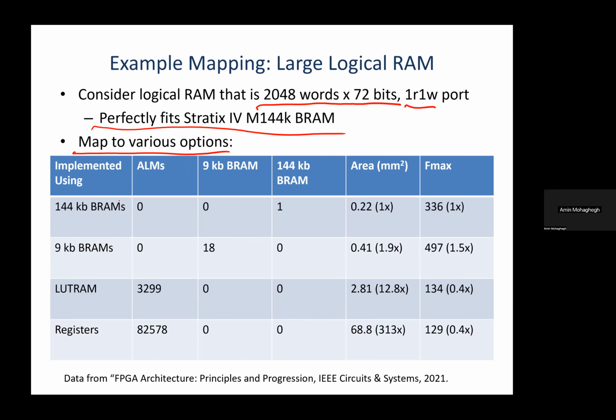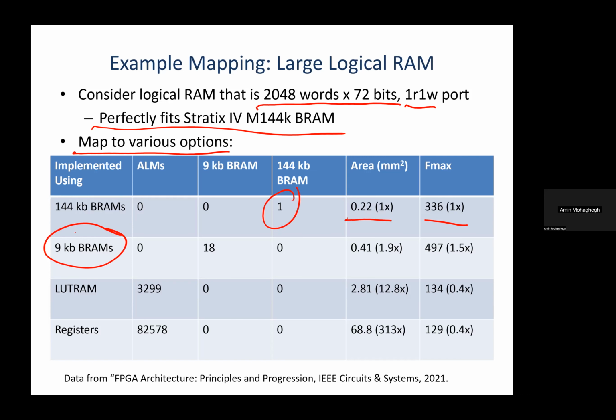So if I use a 144 kilobit RAM, I don't need any logic. It perfectly fits. I just need one of these big RAMs. And the silicon area is 1 and the Fmax is 336 megahertz. So the silicon area is like 0.22 square millimeters, but we'll just define that to be 1. And the Fmax is 336 megahertz. We'll define that to be 1. Okay, so let's say we map it instead to 9 kilobit RAMs, the other RAM that exists on this chip.